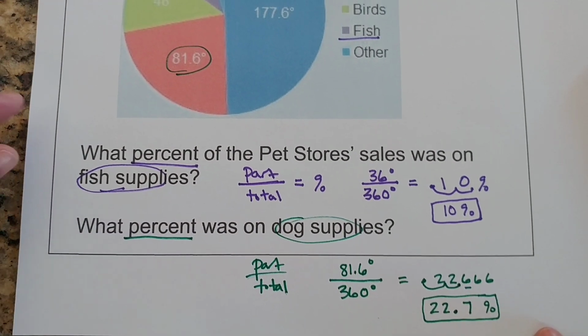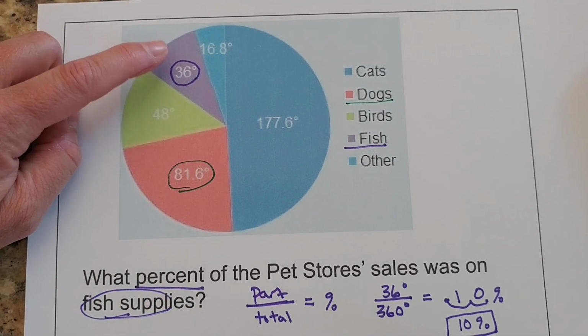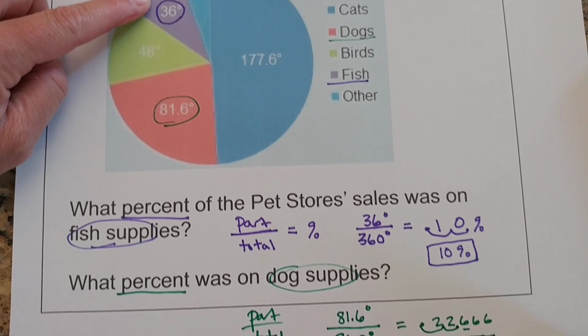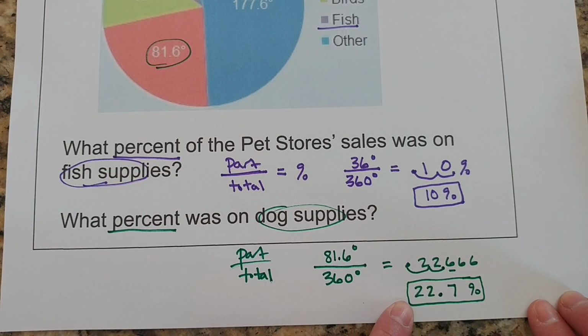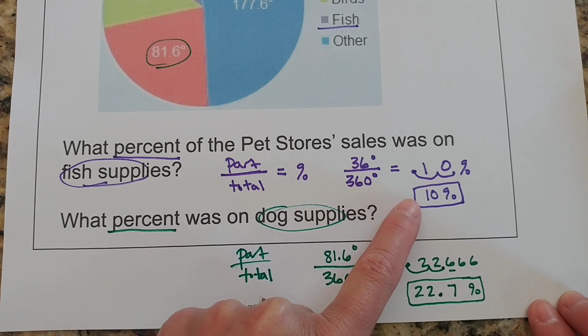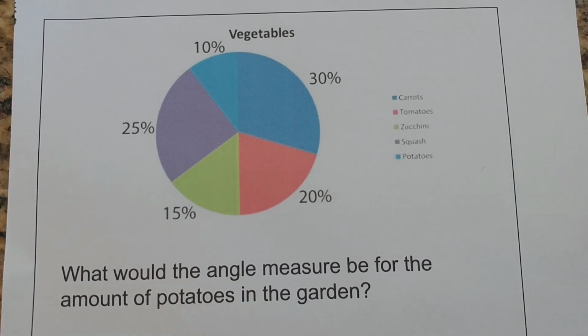Just from the graph, you can tell that this section for dogs is larger than the section for sale of fish supplies, which makes sense when we figured out the percentages. The percentage of dog supplies sold was also bigger than the percentage of fish. All right, let's take a look at another one.